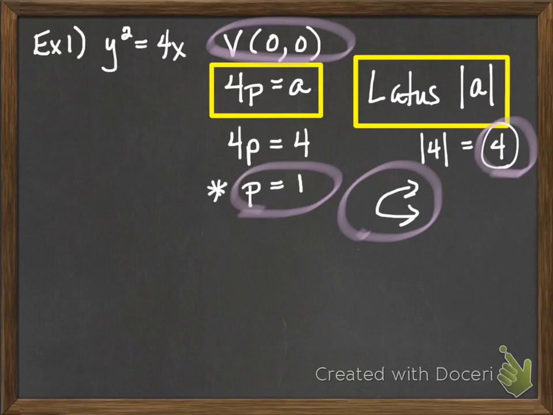So somehow in your notes, whatever makes sense to you, you got to know the vertex, the P value, how long the latus rectum is, and which direction your parabola is going to go in. Okay, any questions so far?